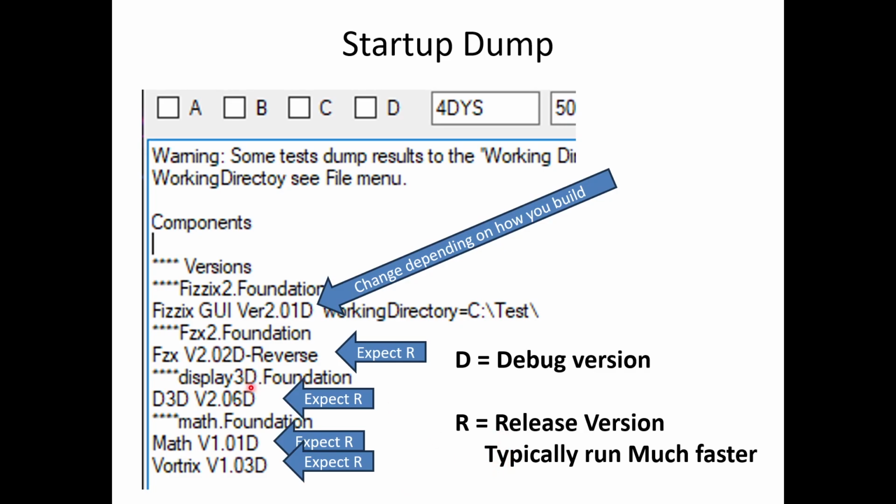Now this D over here is not relative to debug or release. This is just display 3D, as in 3 dimensions. So this D will not change. This doesn't mean debug here.